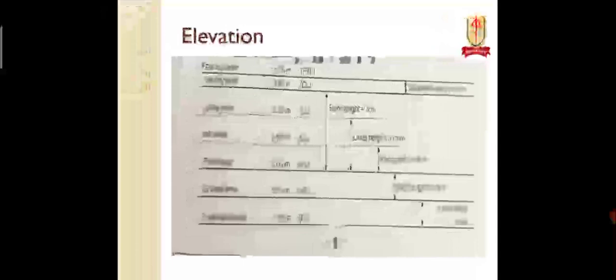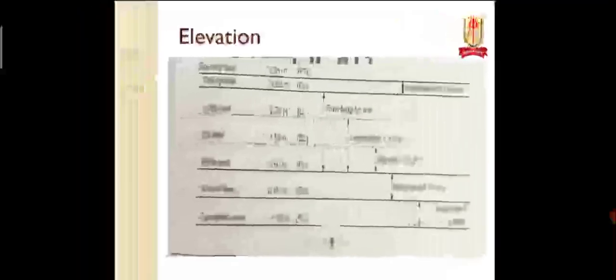If we consider something from the plinth level, it is denoted as a height. If we consider from the ground level, it is denoted as a level. For example, sill level is 1.50 and sill height is 0.9. So like this, you should know the difference between them.